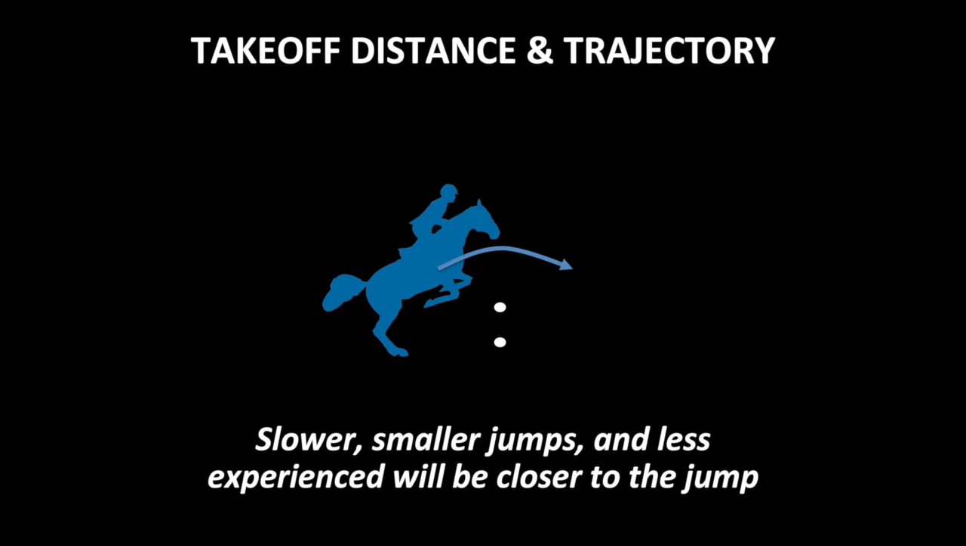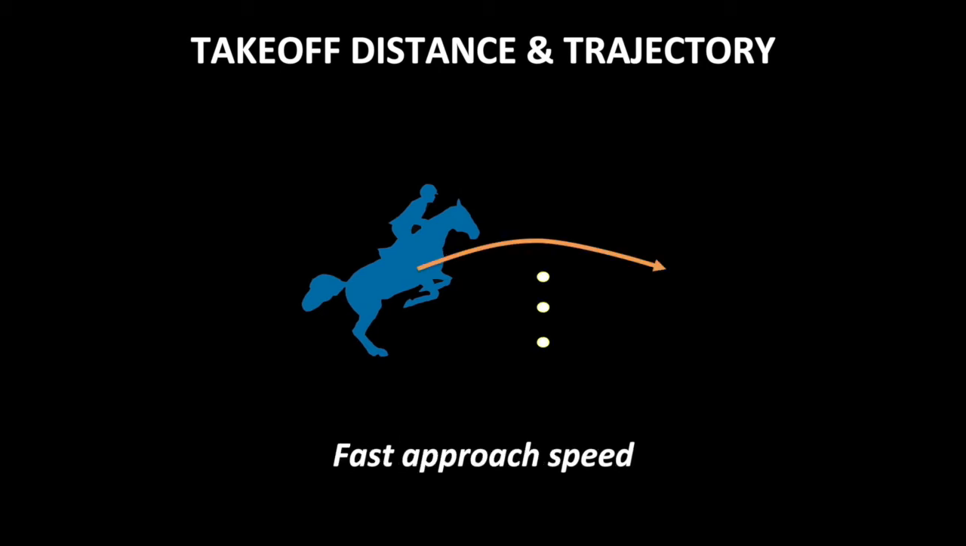The faster the approach speed, the lower the trajectory or takeoff angle will be. This is because as the horse and rider bring more speed to the base of the jump, the peak forces the horse would need to generate in order to set a steep takeoff angle would be impossible for most horses to create.